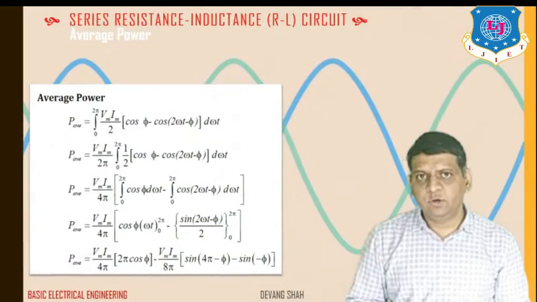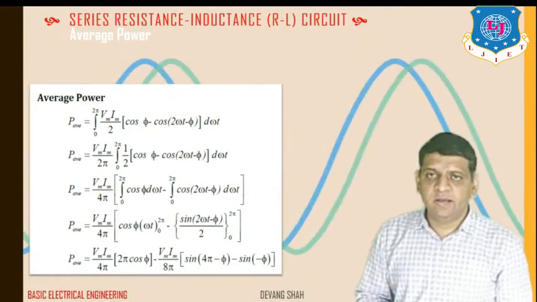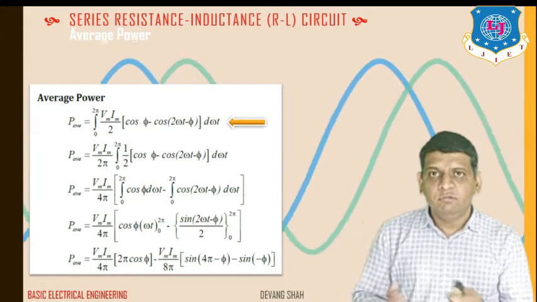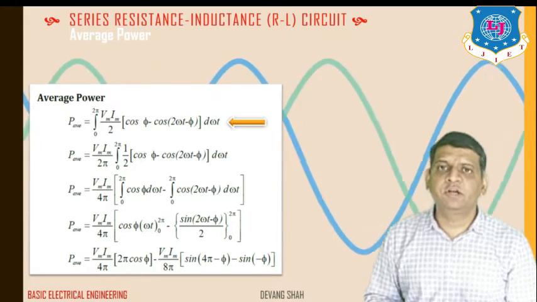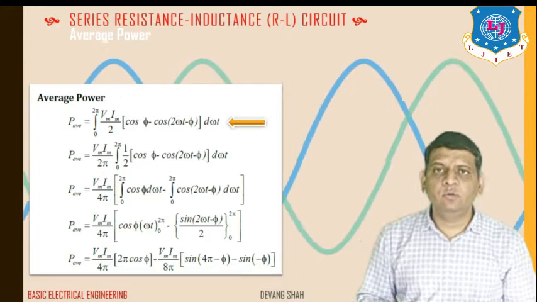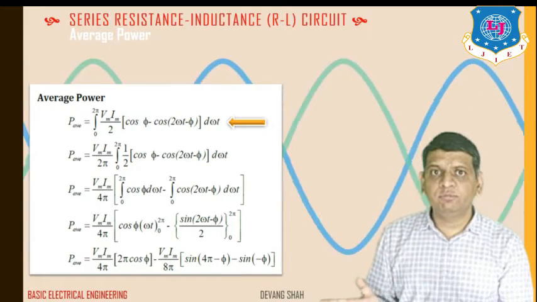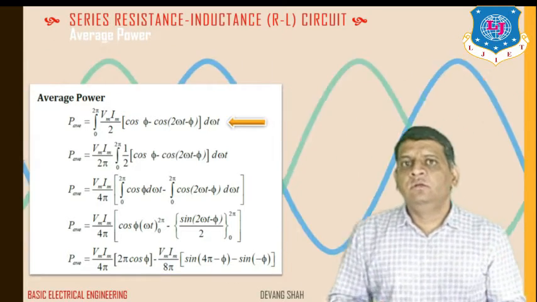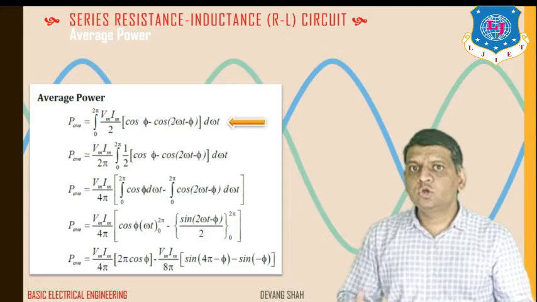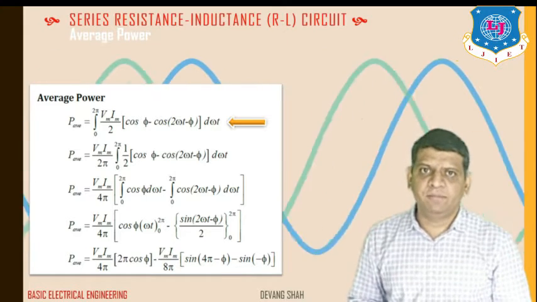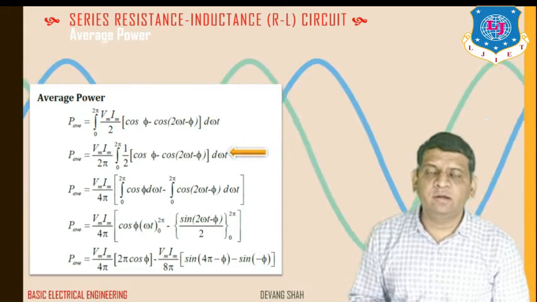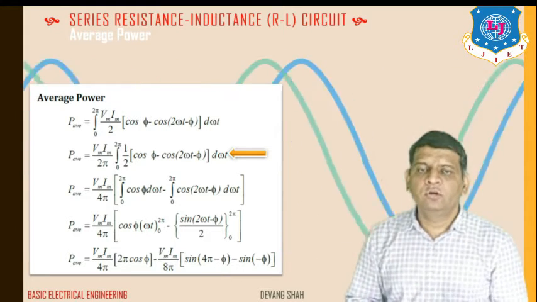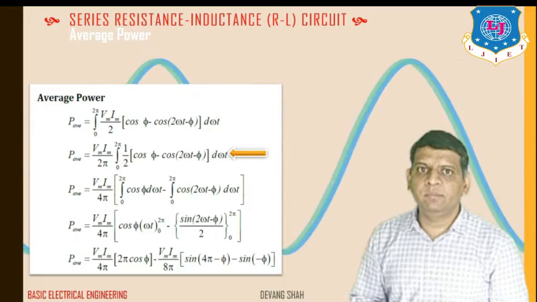So from this you can write the average power. You will find the P average value by taking the integration over the interval from 0 to 2π. So P average is equal to the integration from 0 to 2π of Vm Im by 2 into the bracket cos φ − cos(2ωt − φ). From this, you can write Vm Im by 2π, from 0 to 2π, one half of cos φ − cos(2ωt − φ).